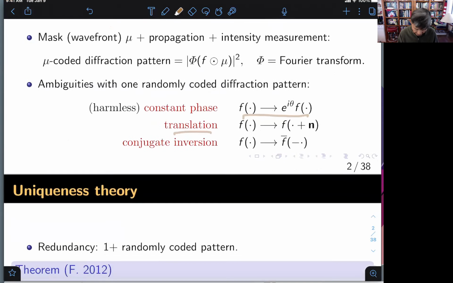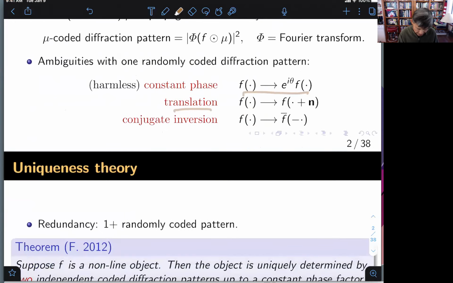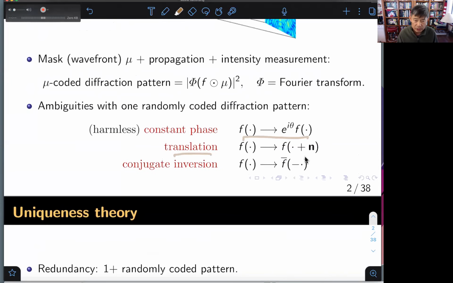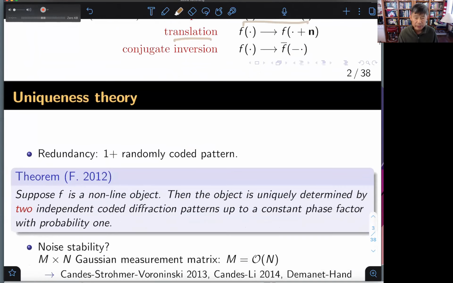Now, however, let's look at the uniqueness theory. What can you do to eliminate all three of these so that you only have constant phase alone? Well, you need a little bit of redundancy.